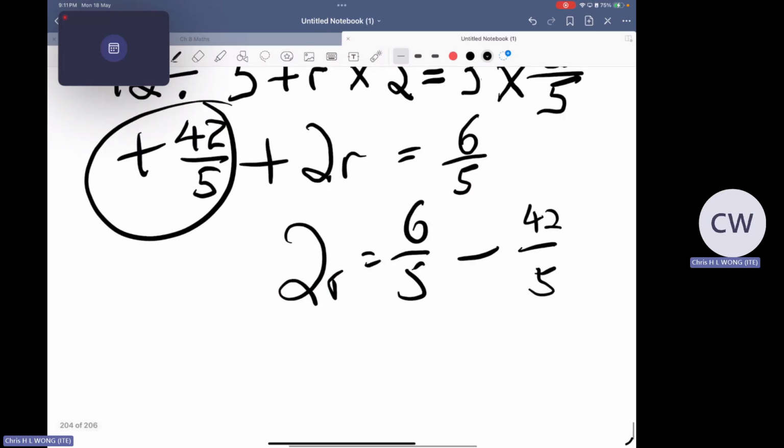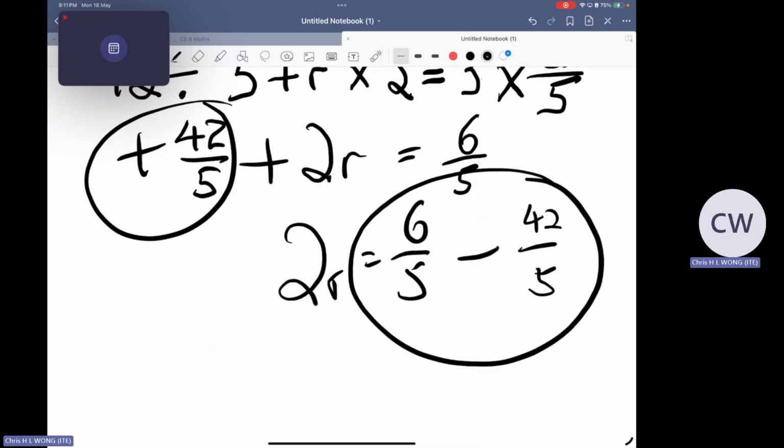Cannot. Yeah. So now, how do you solve the problem? Tell me. What have you learned? To solve this, you learn LCM, right? You learn LCM already, isn't it? But now you don't need LCM. You know why? Because the denominator is the same. So the LCM is 5.